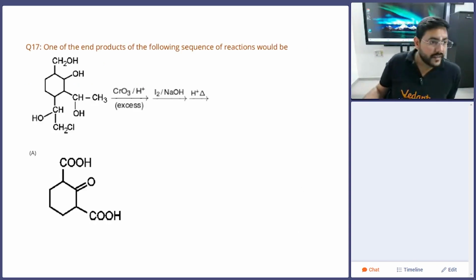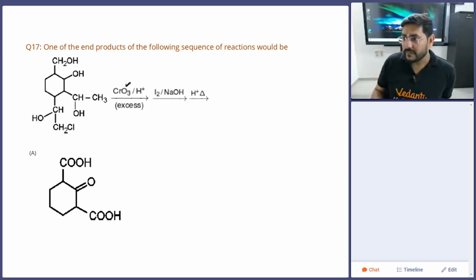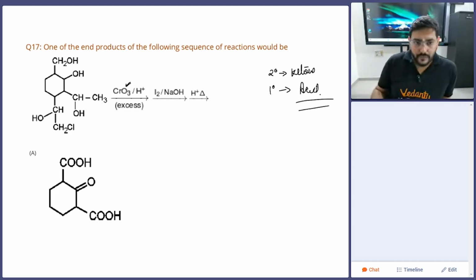Which one of the following is the end product of the following sequence of reactions? Chromic oxide in acidic condition is going to oxidize 1 degree alcohol into acid and 2 degree alcohol into, sorry, not carbon monoxide, 2 degree alcohol into ketone. 2 degree alcohol into ketone and 1 degree alcohol into carboxylic acid. So focus here.